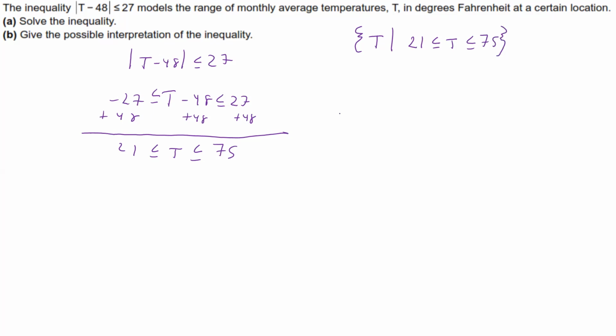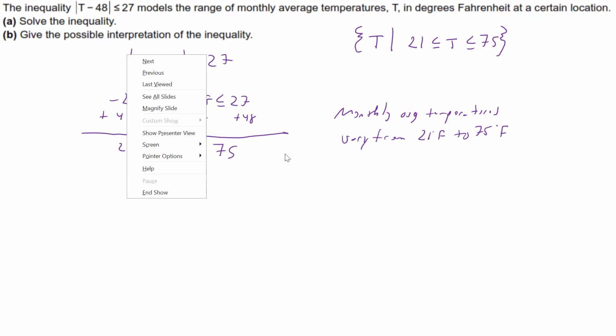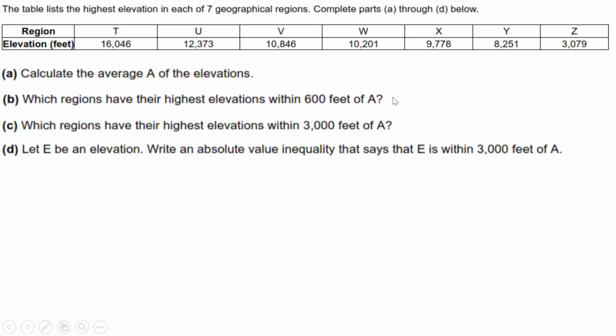And what's the possible interpretation? Well, we can say that the monthly average temperatures are going to vary from 21 degrees Fahrenheit to 75 degrees Fahrenheit. Okay, that would be something that we could say about that, just based on what we have here. Now, could we make it even more? Not really, because we don't have any extra information on this one. So that's as far as we could go.